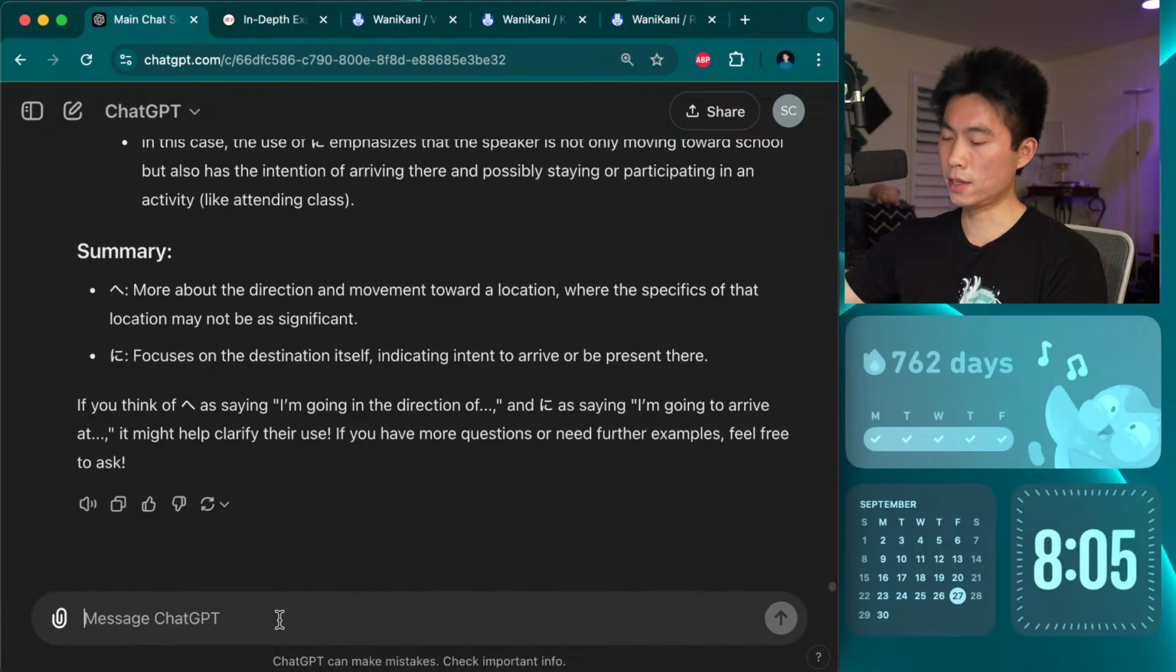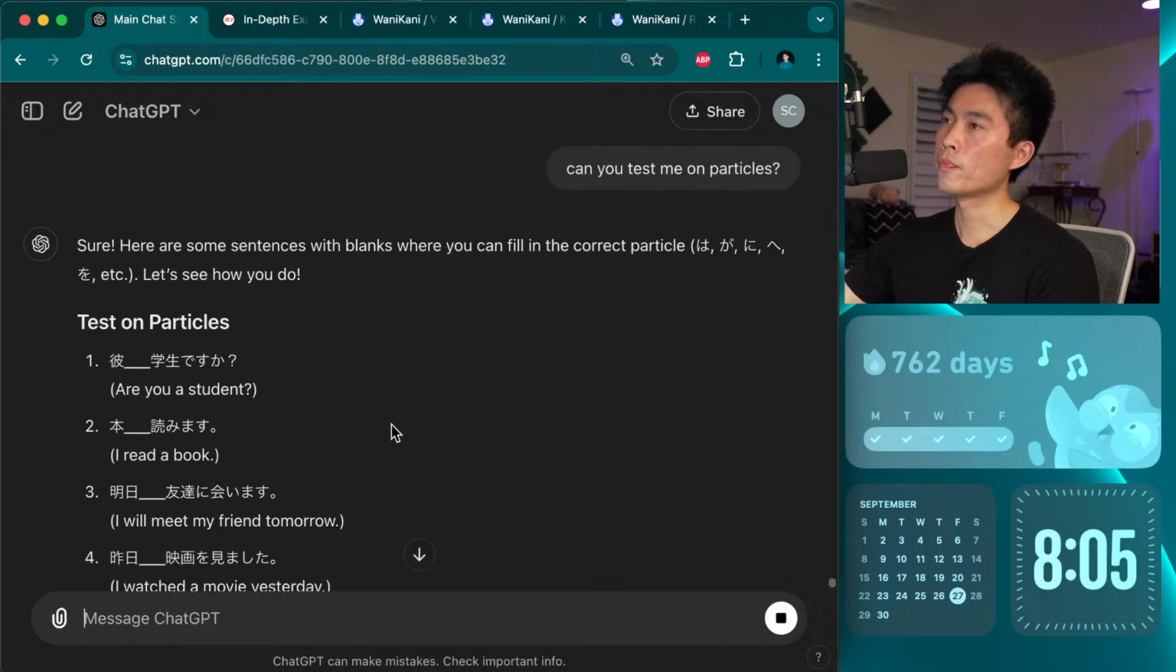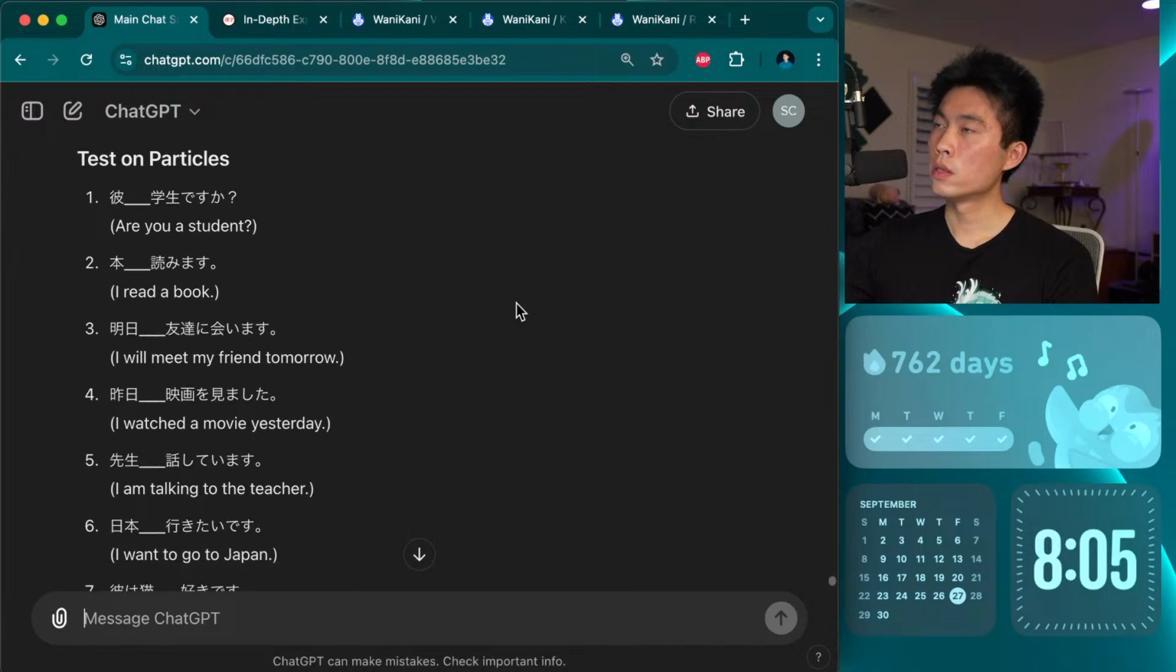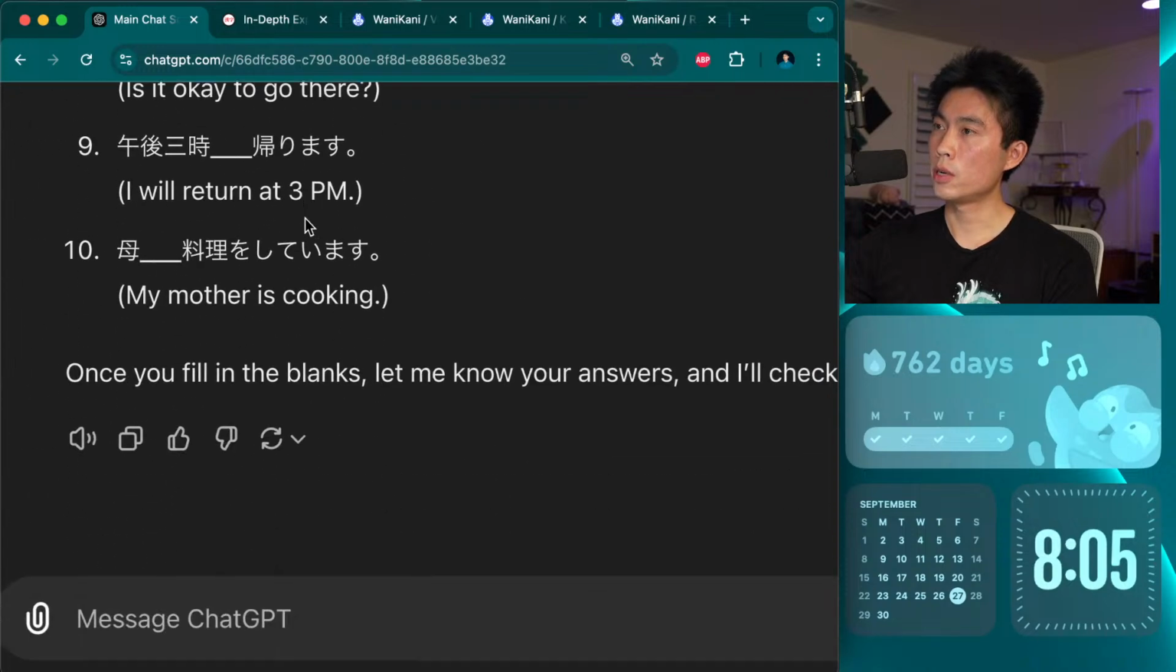Let's just do a quick test. Can you test me on particles? Sure, here are some sentences with blanks where you can fill in the correct particle. Let's go ahead and do this. How many are there? 10? Okay.